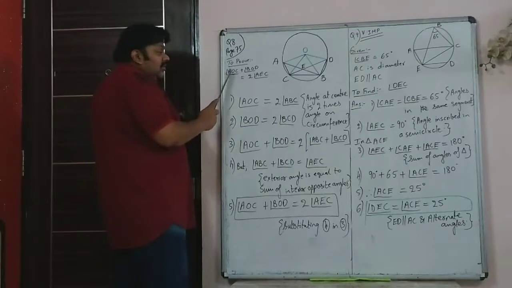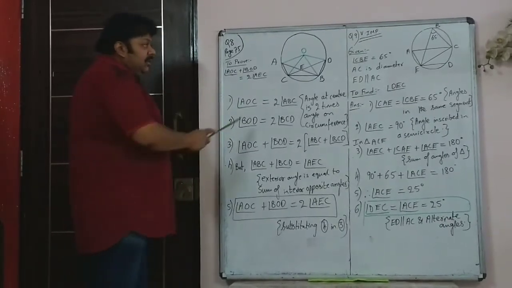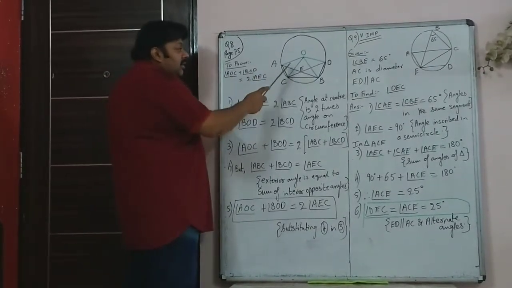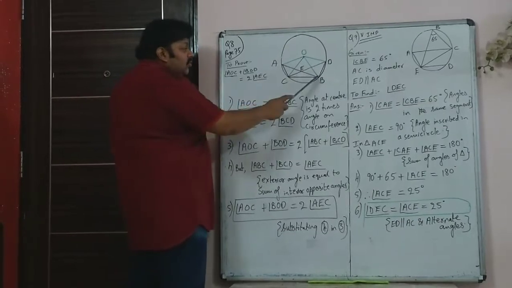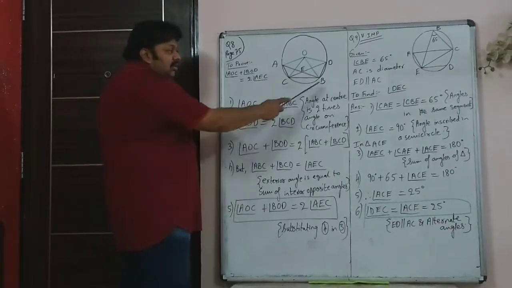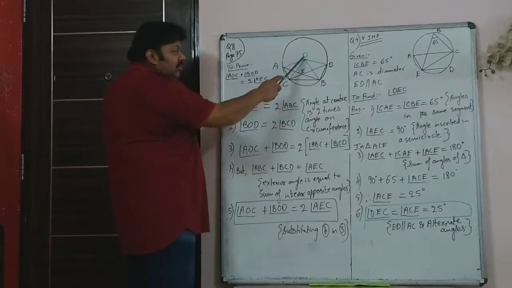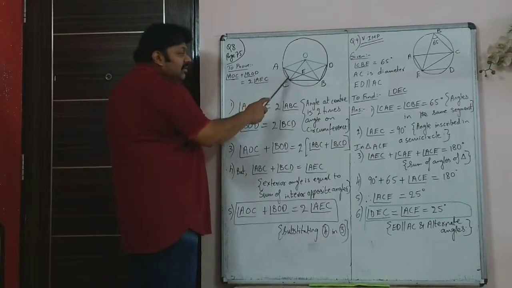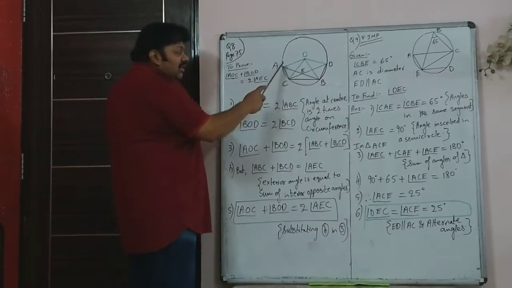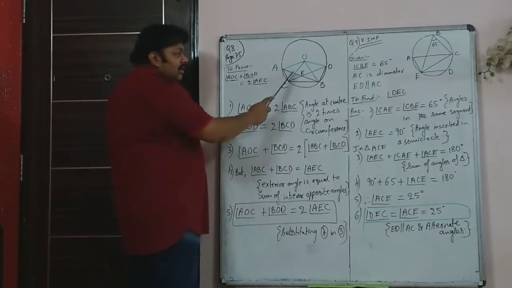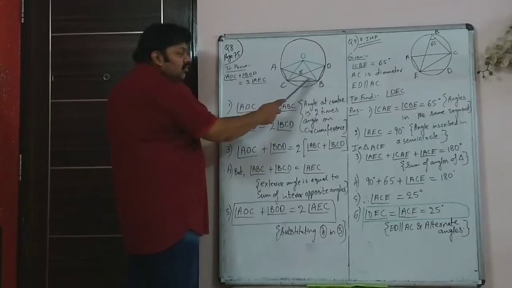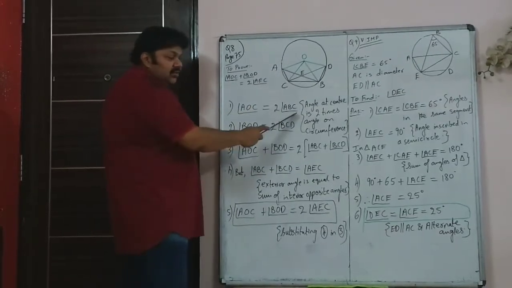First we will use the central angle property. Angle AOC, the angle at the center, is 2 times angle ABC. B lies on the circumference, and AOC and ABC have the same chord, the same segment in front of them. So the angle at the center is 2 times the angle at the circumference.